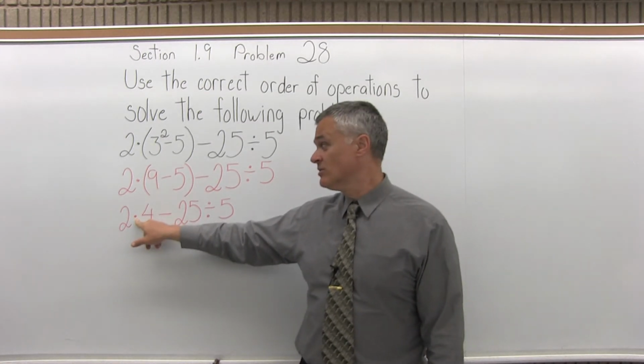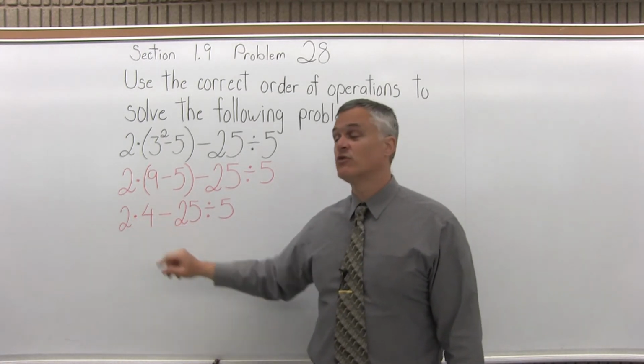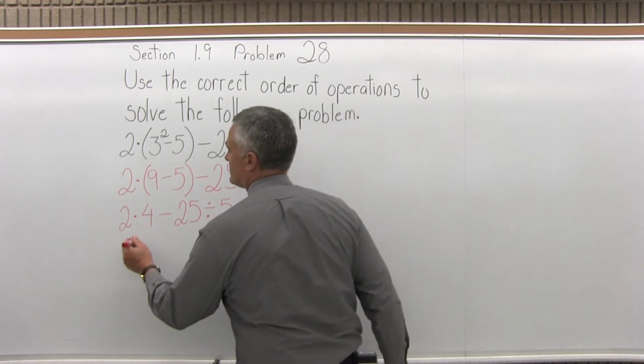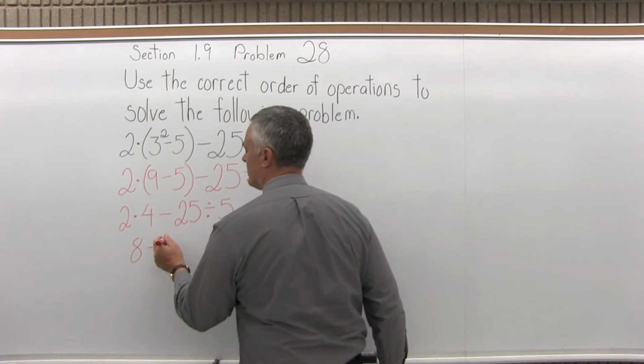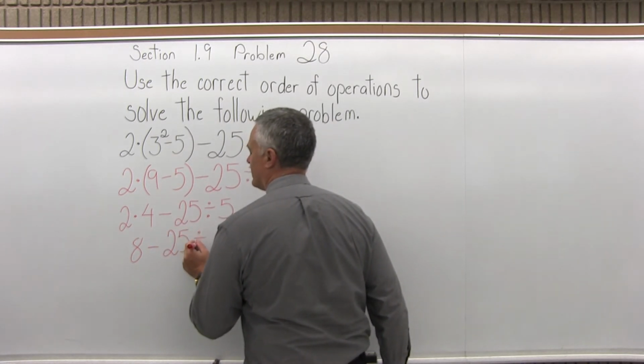The next thing I need to do is the 2 times 4. So 2 times 4 is 8. So we'll have 8 minus, and the rest will stay. 25 stays, divided by 5 stays.